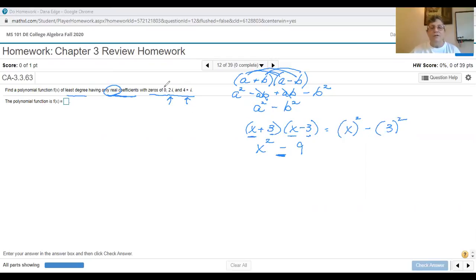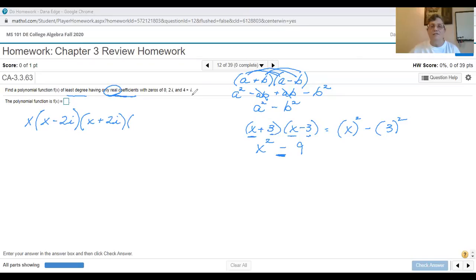So one of the zeros is 0, so the factor is just x minus 0, or x. The second zero is a positive 2i, which means the factor is going to be x minus 2i. But since we know we have real coefficients, we also have to have x plus 2i as another factor.